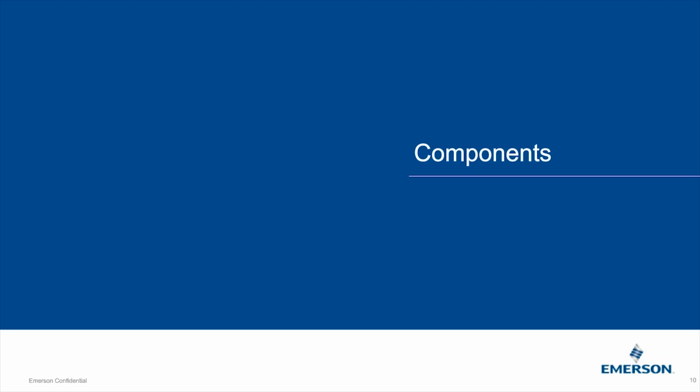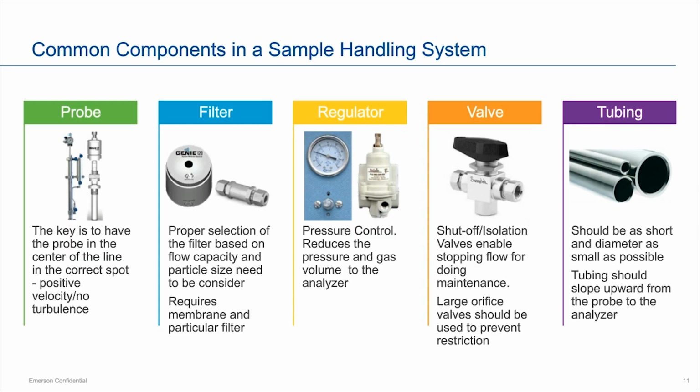Okay. And then we'll go on to components. There's a wide variety of components used in a sample handling system. Probably the first one we start with is the probe. That's the one that takes basically what's flowing in your stream or in your pipe into the sample. There is a multitude of probes out there.